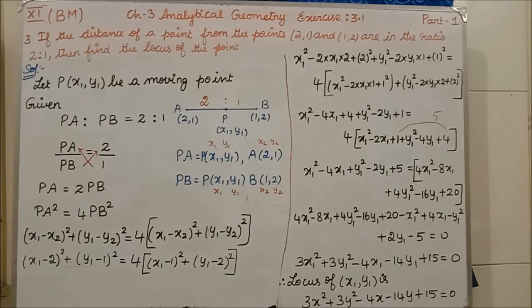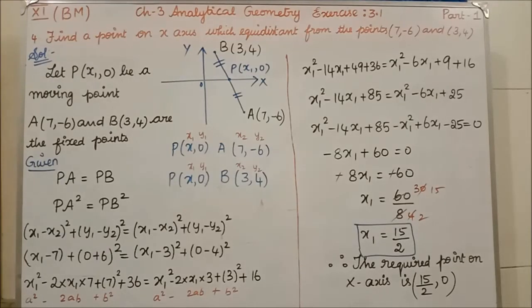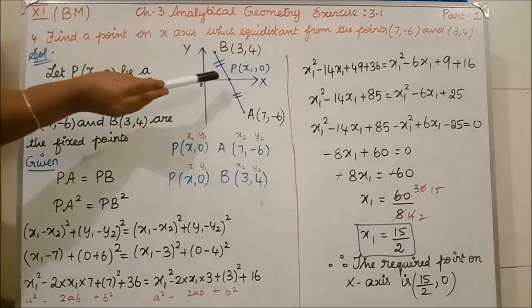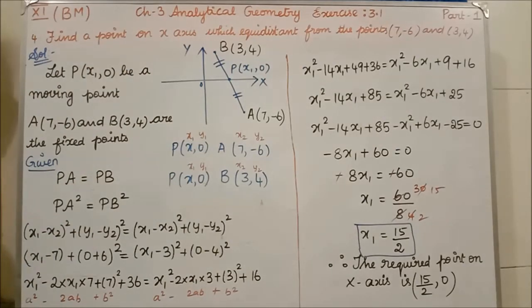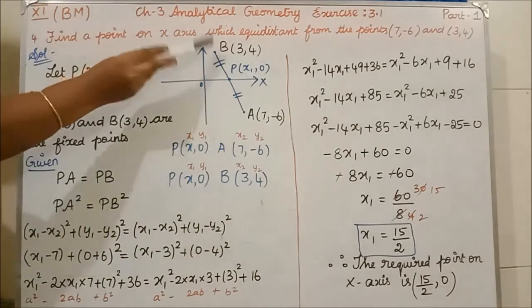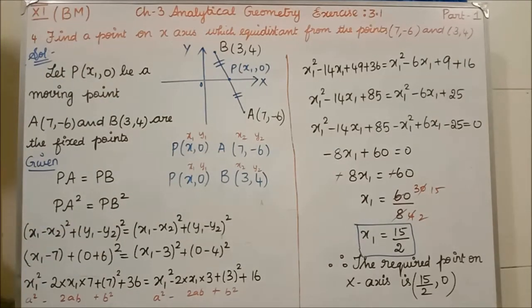The fourth question. Find a point on x-axis which is equidistant from the points 7, minus 6 and 3, 4. In the fourth question, they are asking to find one point. That point is on the x-axis, they were saying. And they have given two fixed points. What are the two fixed points they have given? A is 7, minus 6, and the other point they have given is B 3, 4.